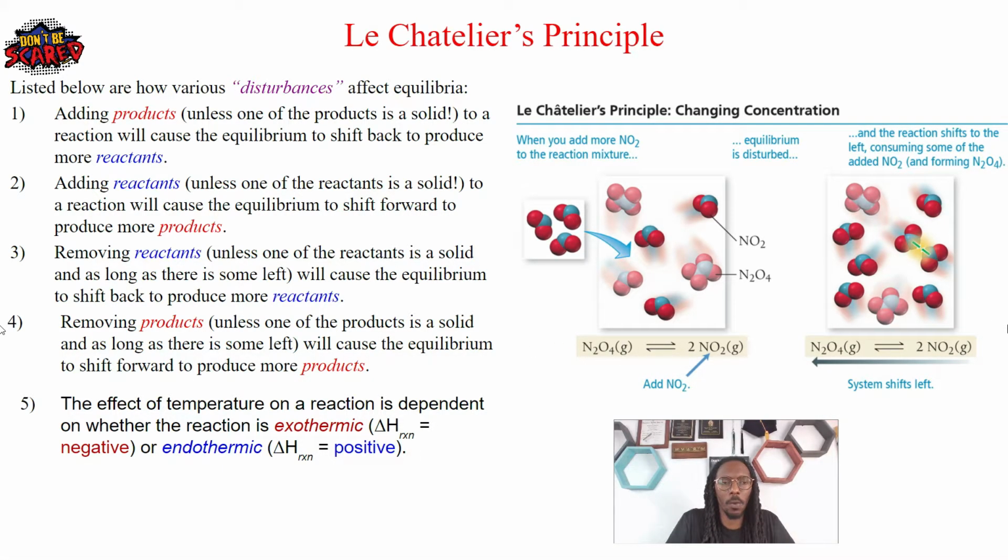There's one other thing I will mention here. The effect of temperature on a reaction is dependent on whether the reaction is exothermic or endothermic. Remember, exothermic is when your delta H is negative. Endothermic is when it's positive. We're going to talk about that in a little bit, but for now, just focus on adding or removing reactants. Let's move on to the next part.